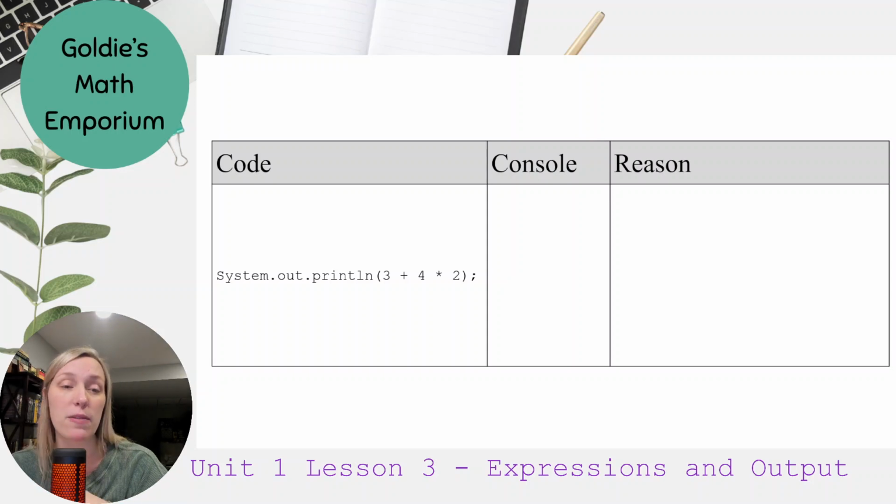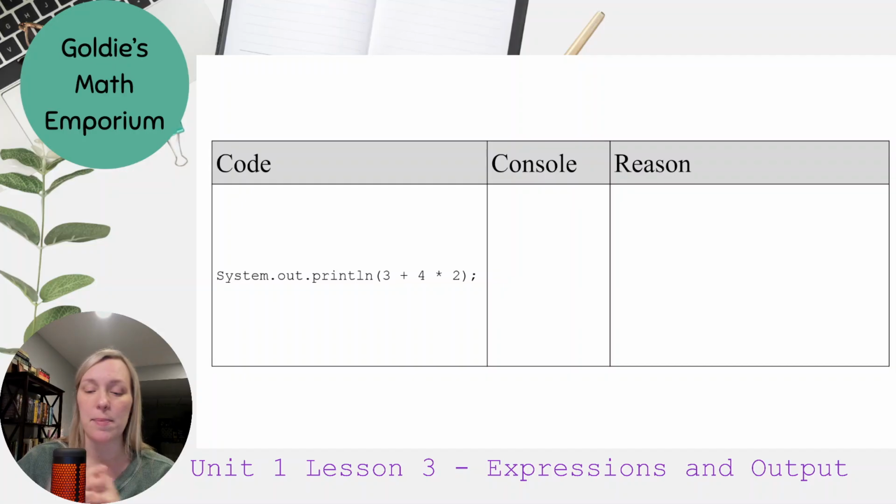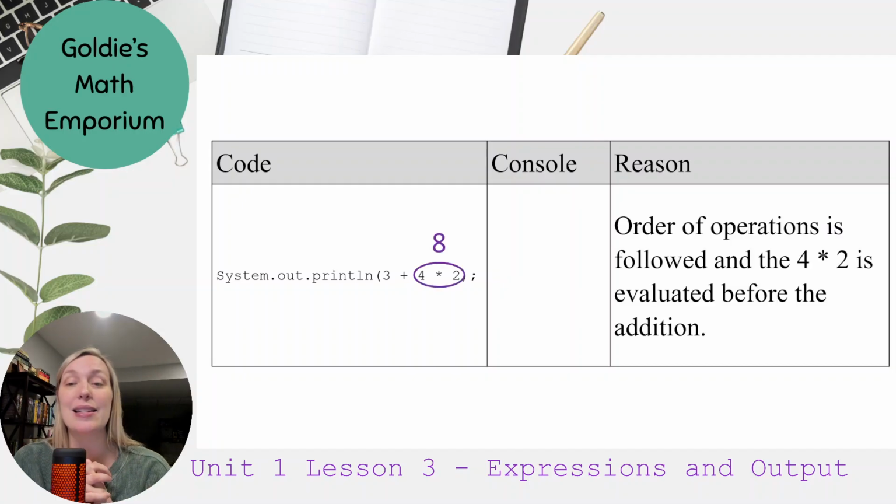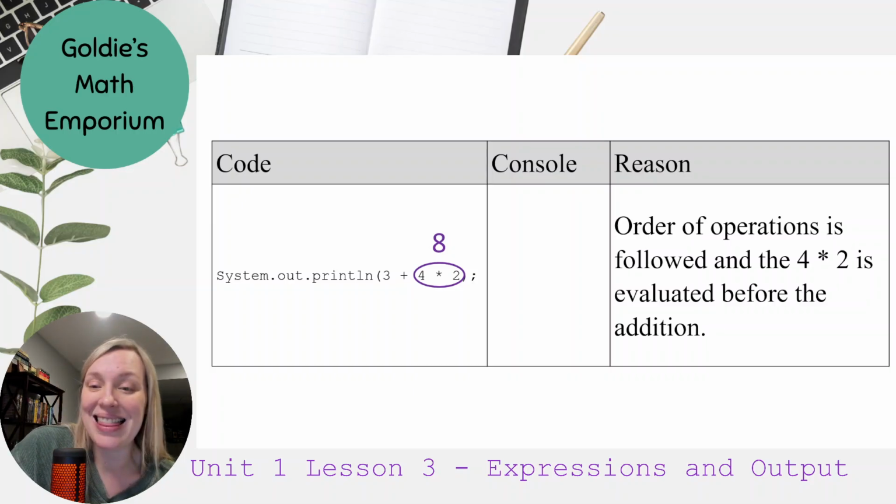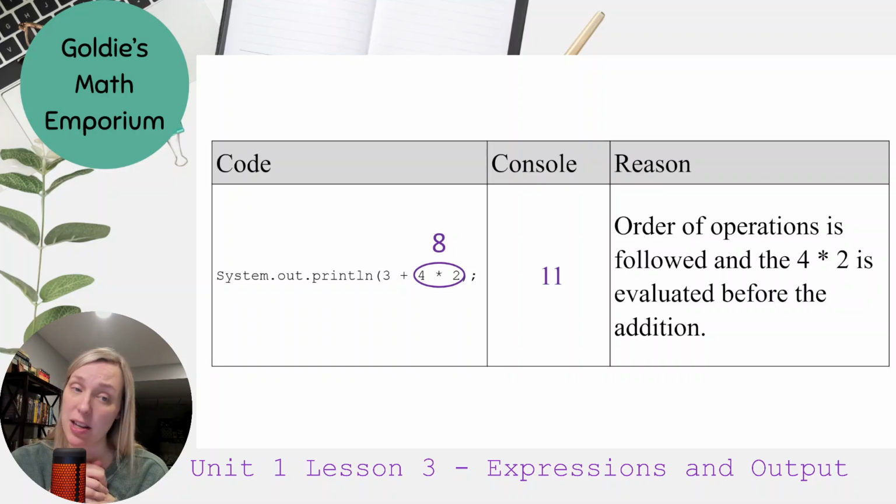So if I have 3 plus 4 times 2, okay, that asterisk, again, is multiplication in Java. What is going to happen? Order of operations says that we do the multiplication first, and 4 times 2 is 8. And then 3 plus 8 is evaluated and becomes 11. Okay, so what gets printed to the console? 11 will get printed because it evaluates the math expression and then it displays it to the screen. Okay, so math expressions might get evaluated right inside your print statements.